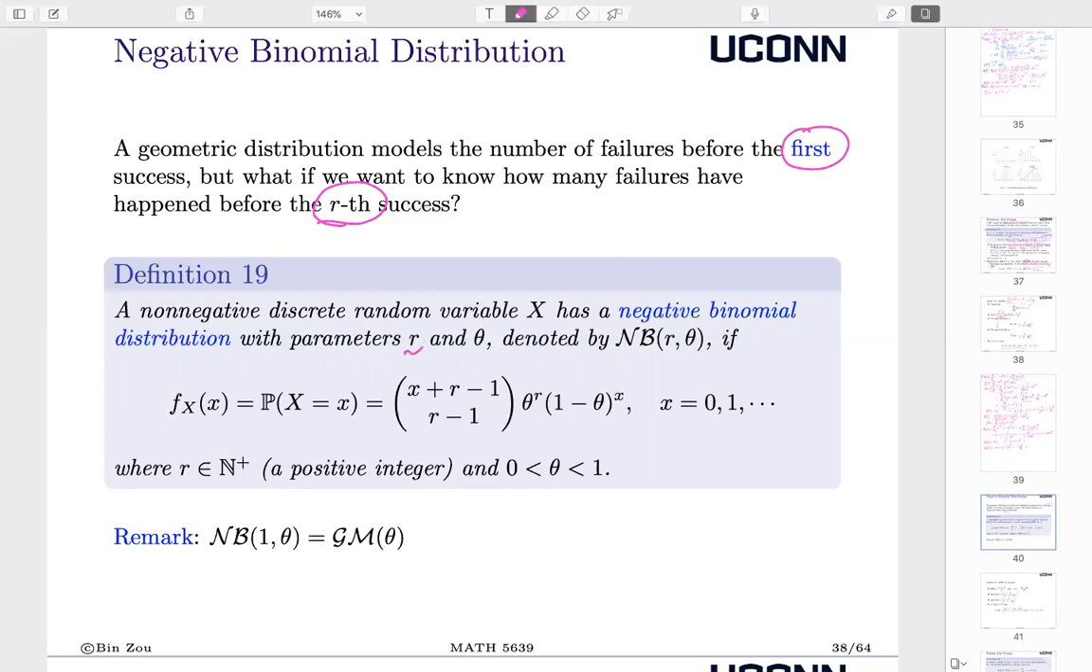The first parameter r refers to the r-th success. Theta is still the probability of success in each trial. Now I want to record, or I want to model, the number of failure events before I see the r-th success. Okay, so this is the rather complicated form of probability function. Again, let's draw a box.